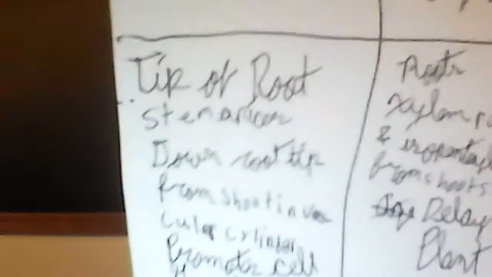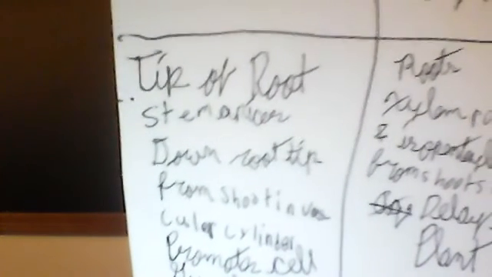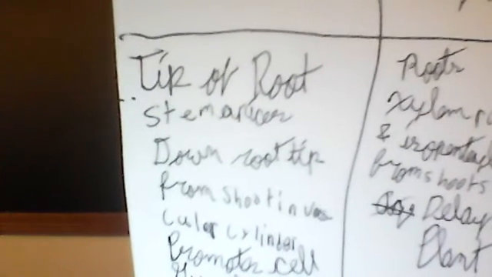We're gonna start over here. You got the auxins, the cytokinins, the gibberellins, the ethylene, and the abscisic acid. So, start at the auxins. They're at the tips of the roots, the root stem's vascular cylinder, and they promote cell growth.